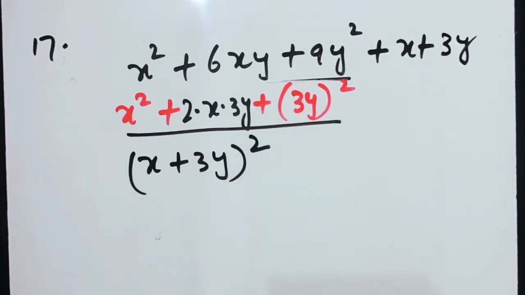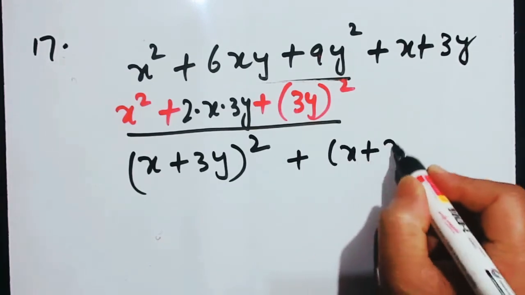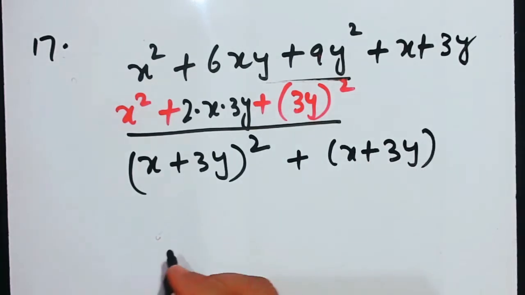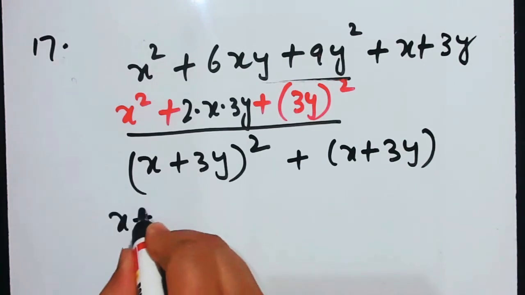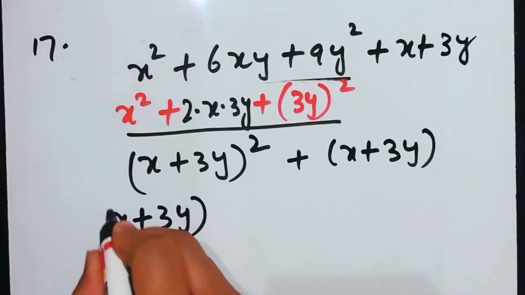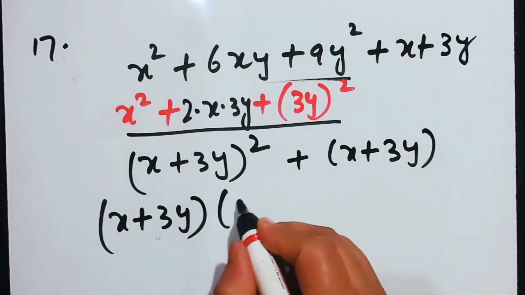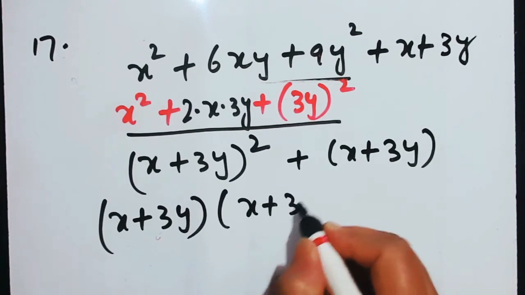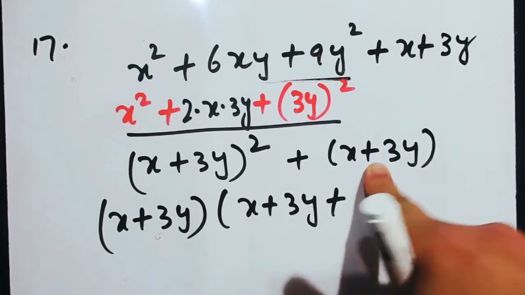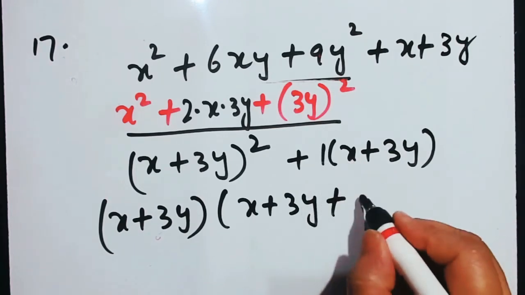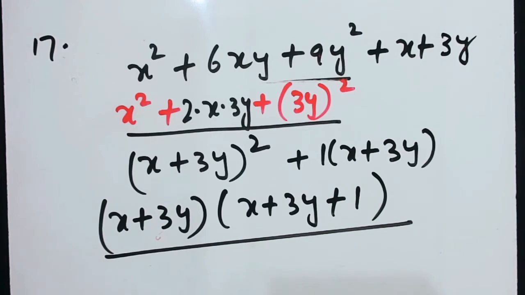So first you need to check it. Now plus x plus 3y is already given over here. So from both of them, if I take x plus 3y as common, what are we going to get? 1 x plus 3y will remain. Since I have already taken x plus 3y from here, 1 will remain over here, and this is what is our solution.